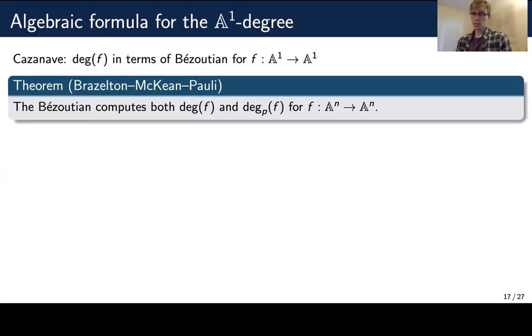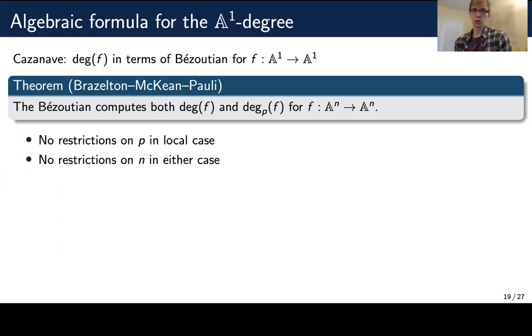With Thomas Brazelton and Sabrina Pauli, we generalize both of these results by showing that the multivariate analog of the Bezoutian can be used to compute the local and global A1 degree in any dimension. And something to point out is that there are no restrictions on P in the local case. So we no longer have to worry about whether our extension is separable or inseparable, or if the point P is actually K-rational. This formula will work in general. It also works in any dimension rather than just in dimension 1 as in Kazarian's result.